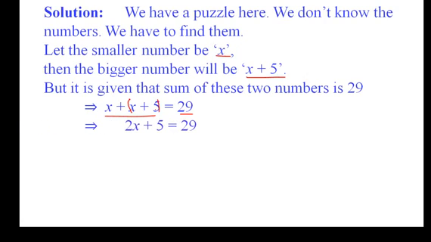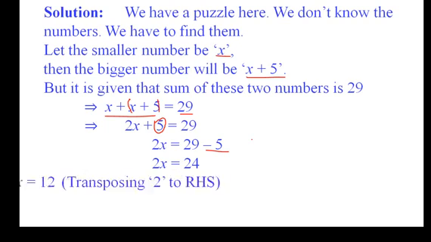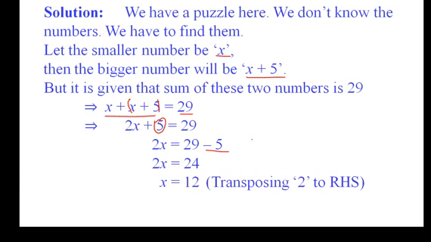So x plus x we know is 2x. 2x plus 5 is equal to 29. So 2x is equal to 29 minus 5. 5 should be transposed to RHS. Why? Because it is a constant. So plus 5 becomes minus 5. Left of the sign plus is there, so plus becomes minus 5. So 29 minus 5 is equal to 24. x is equal to 24 by 2. Again, we have to transpose this 2 to RHS. So x is equal to 12. So this is the solution of the given question.